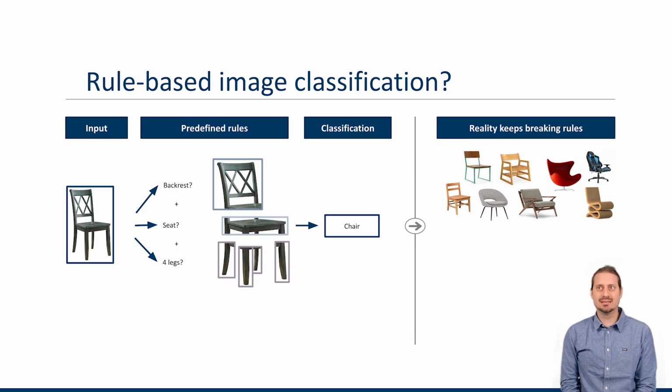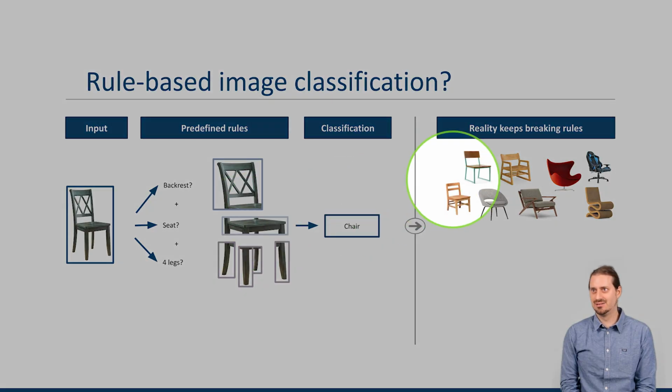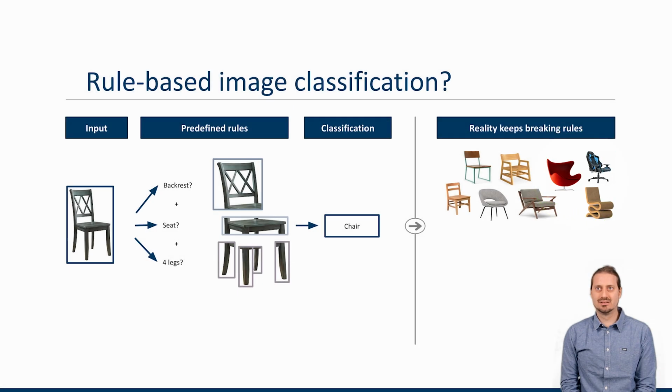However, in reality, we immediately see that this approach doesn't really work, because there are many chairs that don't conform to this criteria. So this thing over here, we would call it a chair, but it doesn't have 4 legs. Also, these gaming chairs here just have a single leg that then branches out into wheels and so on. We could now, of course, try to amend the rules to also account for these cases, but you already see that this gets quite complicated.